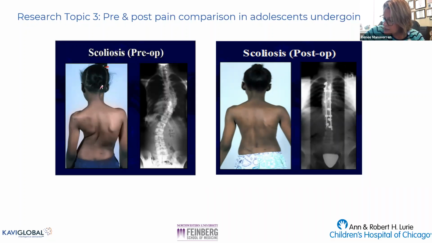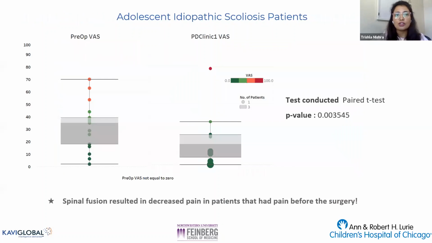So now this next one, we were just talking about pectus patients, we're going to talk about the scoliosis patients, and just to remind you what they had before and what they have after their surgery. Right. So the third research was based on comparing the pre and post pain scores among adolescents undergoing scoliosis. So the first thing that we wanted to look at was compare the visual analog score right before the surgery and 1 month after the surgery.